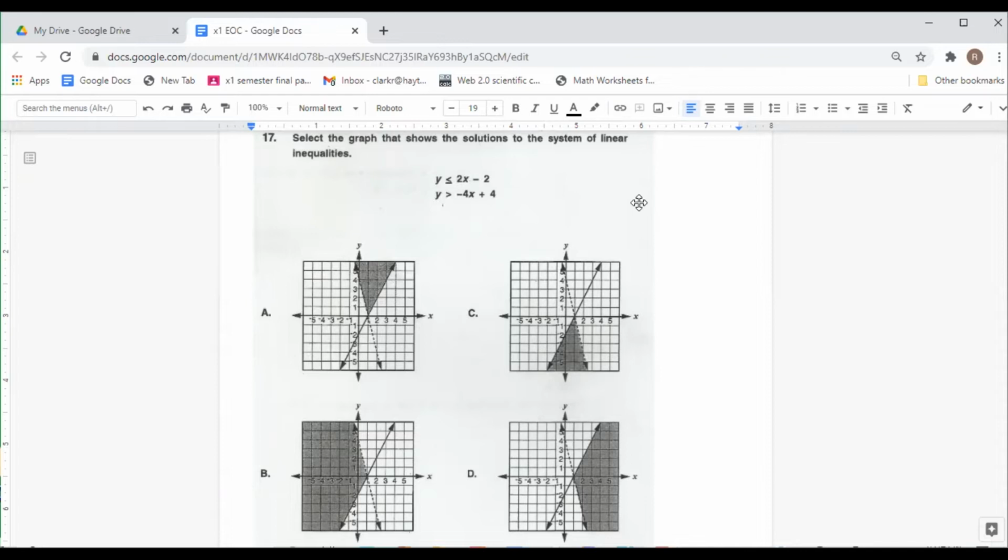So now all we have to figure out is which one is more, which one is less. Let's start with the top equation. Y is smaller than 2x minus 2. Y is smaller than our solid line. So it's not A.